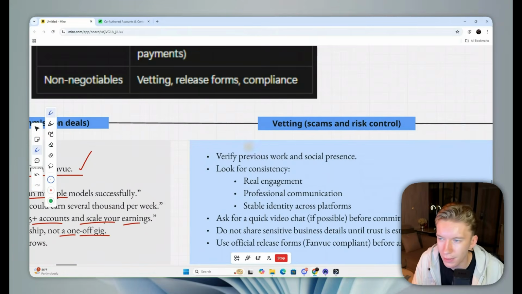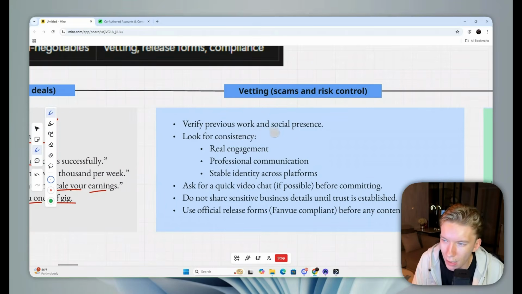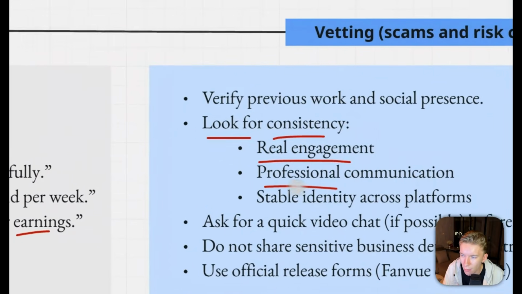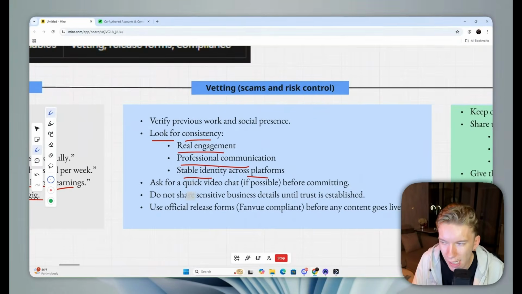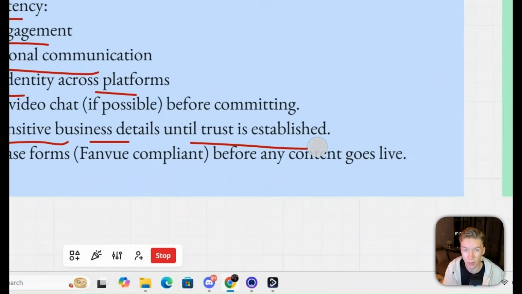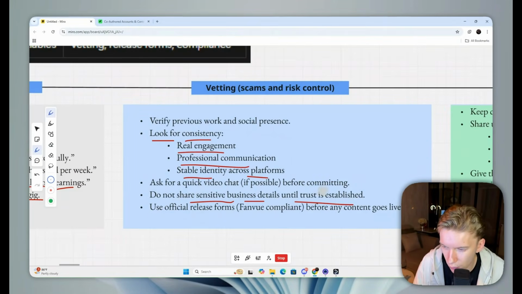And again, this is for vetting scams and a risk control assessment, okay? Verify the previous work and social presence, okay? Look for real consistency, real engagement, professional communication, stable identity across platforms. If so, ask for a video chat before you commit to signing a deal and getting KYC and so forth. Again, do not share any sensitive business information until you've established that trust. Use official release forms, obviously.